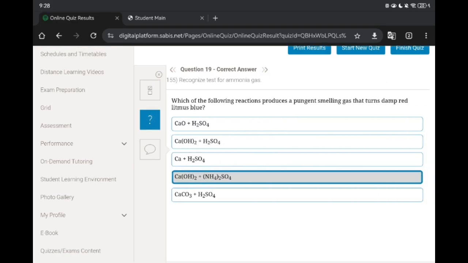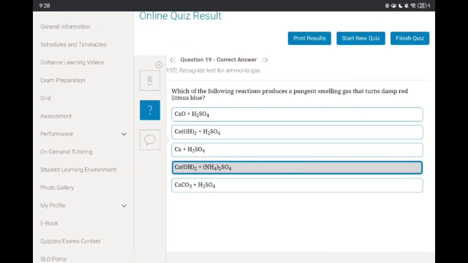Which of the following reactions produces a pungent gas that turns red litmus paper blue? You should know that ammonia is a base and it turns red litmus paper blue. So we're looking for whichever one gives you ammonia, NH3. Which one of these would possibly give you NH3? This one. A base plus an ammonium salt, ammonium is NH4, gives you salt, water, and NH3 gas.